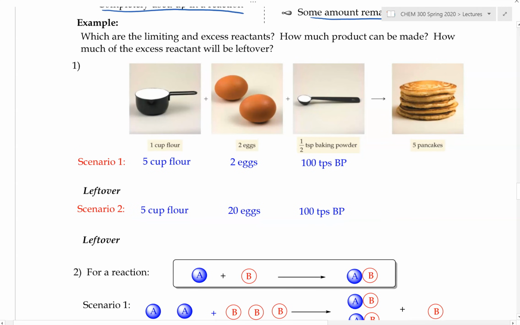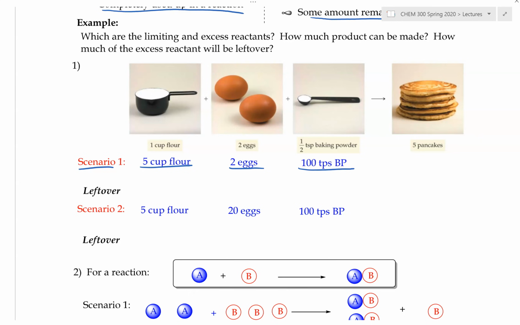Let's say in the first scenario, as we perform this reaction and are gathering all of our reactants, we have 5 cups of flour, 2 eggs, and 100 teaspoons of baking powder. So those are the amounts that we have. How do we identify which one will be the limiting and the excess reactant?